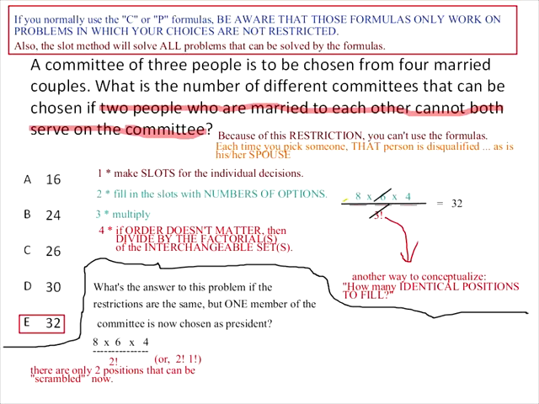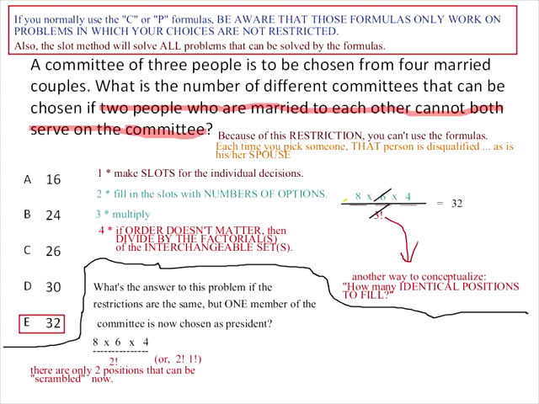But all 3 positions are no longer interchangeable. So this is not dividing by 3 factorial anymore, because there are not 3 interchangeable spots. There are only 2. The president is unique, and the other 2 members of the committee are interchangeable.